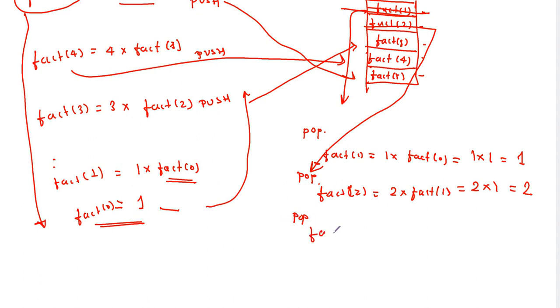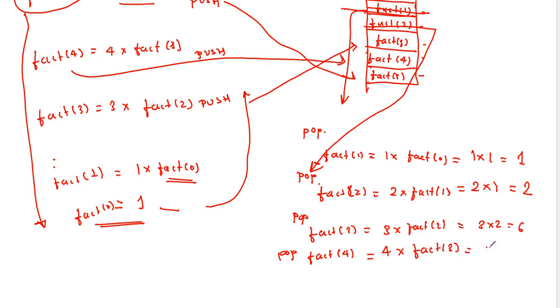Factorial of 3 will be 3 multiplied by factorial of 2, which is equal to 3 into 2, which is equal to 6. Similar way, factorial of 4. Next pop operation, you will be doing 4 into factorial of 3, which is equal to 4 into 6, that is 24. And the remaining pop operations: factorial of 3, this one is popped out, then this one is popped out. Now factorial of 5 is actually the top of the stack.